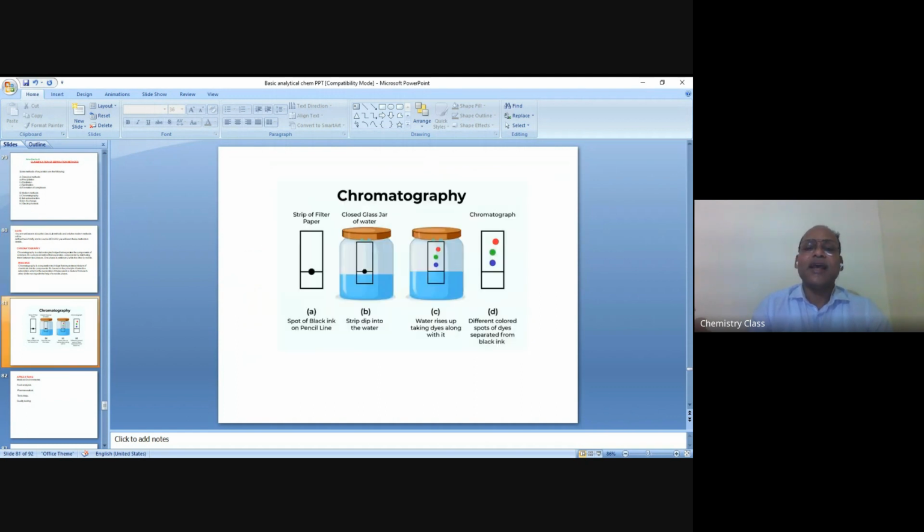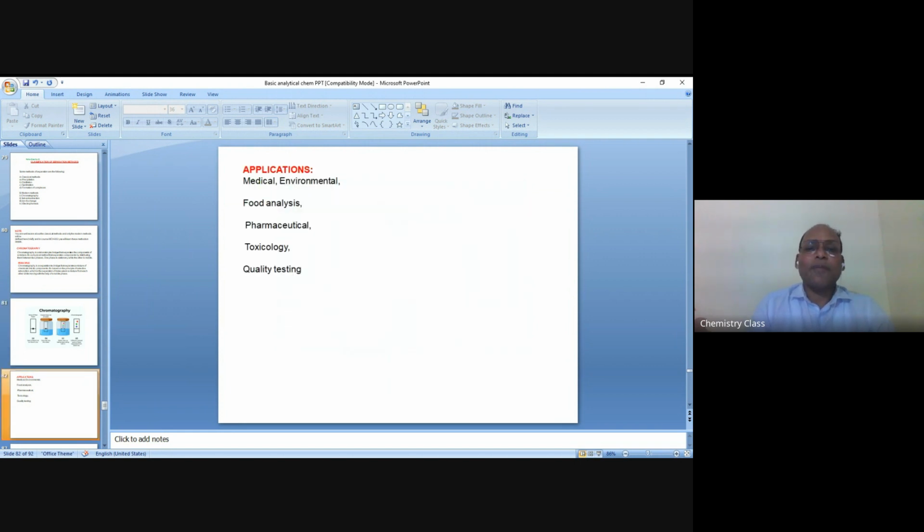This is the technique, and this is the picture I showed you. There is a strip of filter paper, and we dip that strip into water, and the water rises, carrying dyes along with it. Then what will happen? Different colored spots of dyes are separated from the black ink. This is the separated result. Next, applications: medical and environmental applications. You can apply this in food analysis, pharmaceuticals, toxicology, and quality testing.